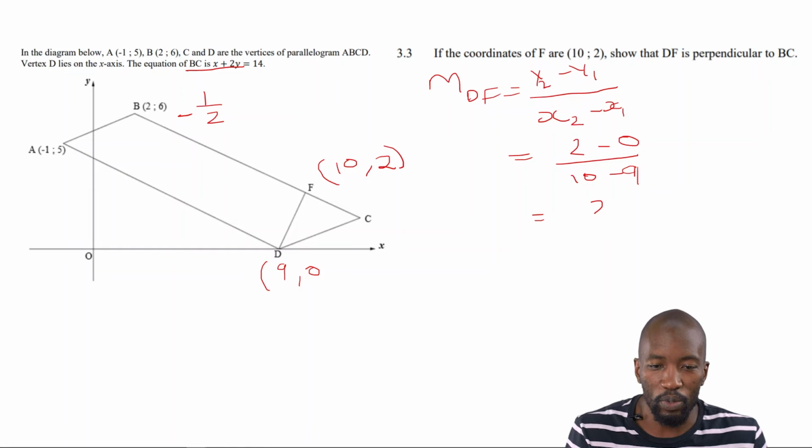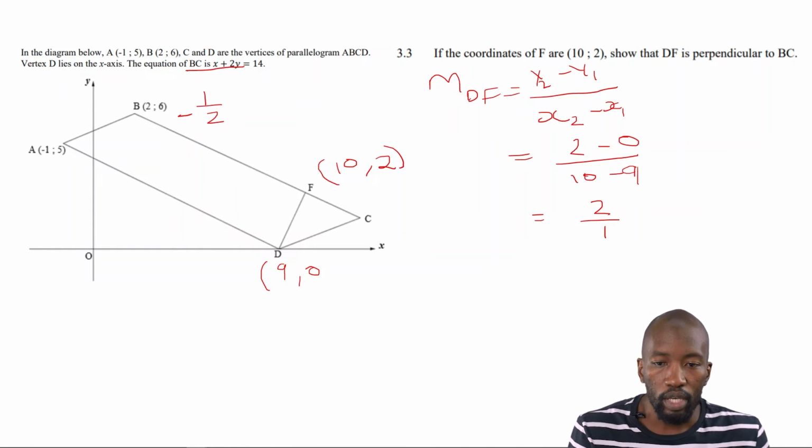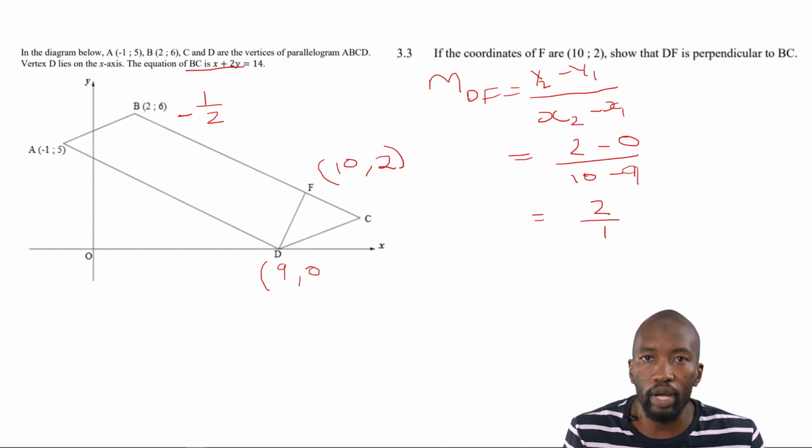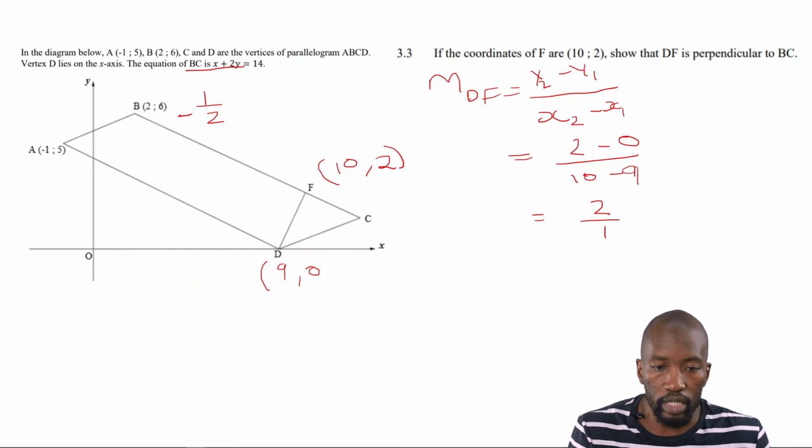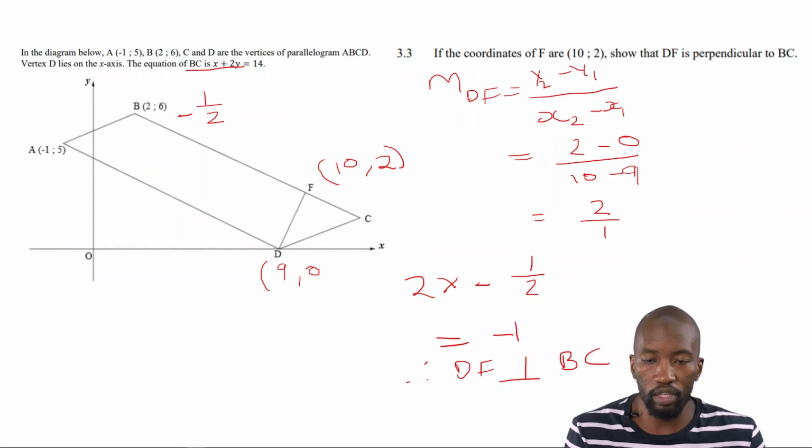So this is 2 over 1. That is the gradient of DF. Now, if these are perpendicular to each other, when you multiply their gradients, you need to get minus 1. So let's check. 2 multiplied by negative 1 over 2, yes, that will give you negative 1. Therefore, DF is perpendicular to BC. Awesome. Now let's carry on.